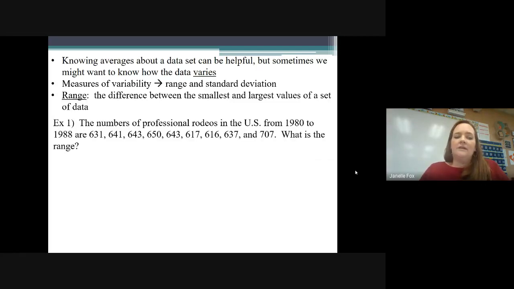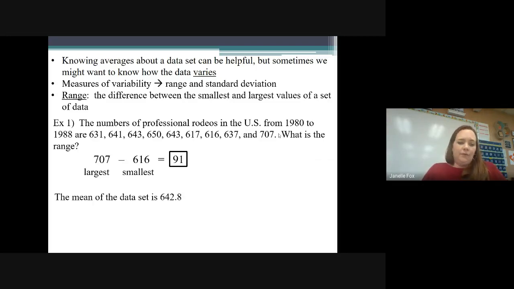It says some professional rodeos in the US from 1980 to 1988, and they've listed those. Then it asks, what's the range? So I'm just scanning the data to find the highest and the lowest. The highest one is 707. The lowest one is 616. I take those values and subtract them, I also use a calculator, and I get 91. So the range of values is 91.